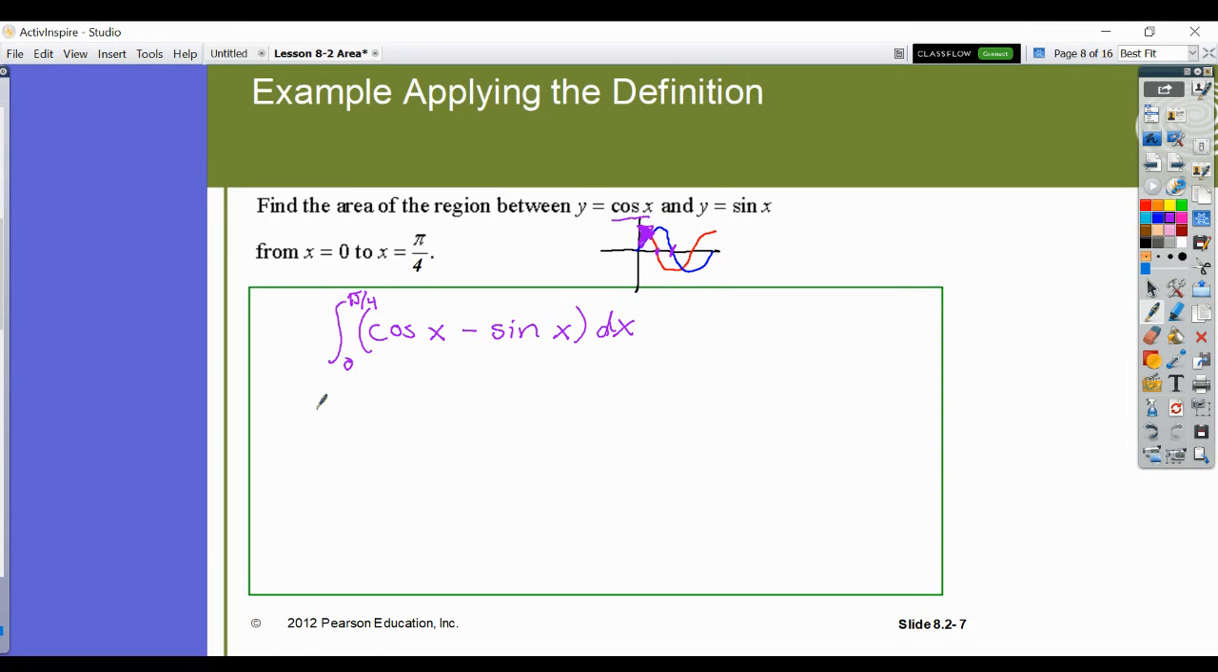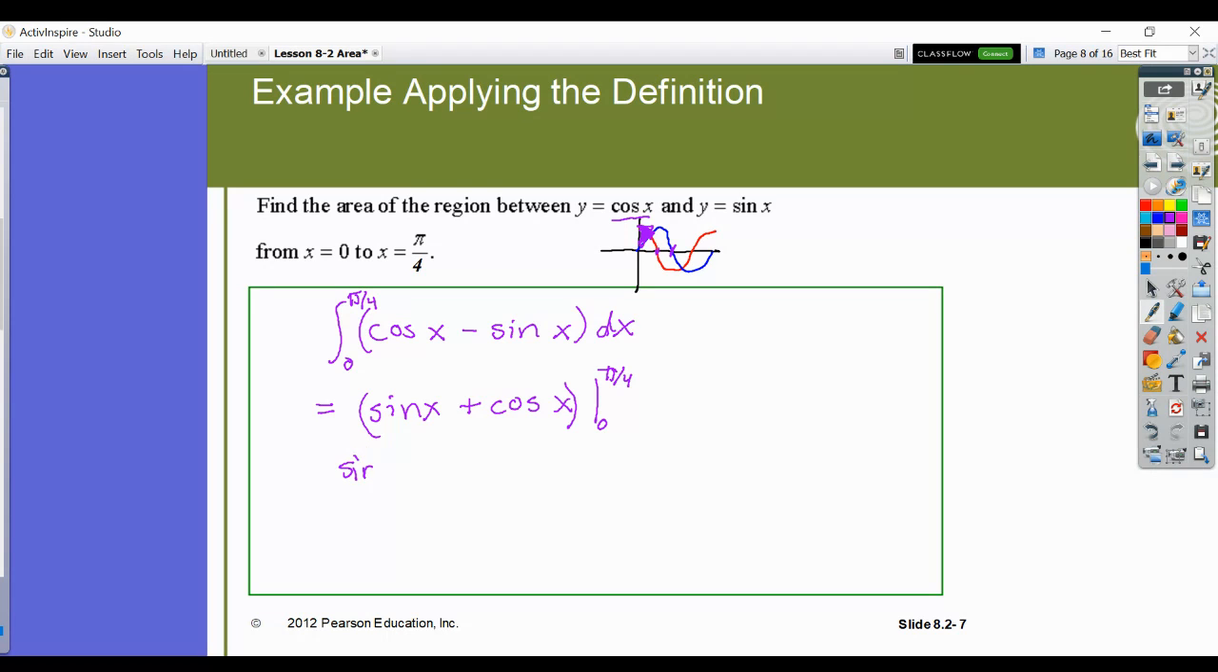So if we want to take the integral of cosine of x minus sine of x dx, we need to take the antiderivative of cosine, which is sine, and the antiderivative of negative sine, which is positive cosine, because the derivative of cosine is negative sine. And we're going to evaluate that entire thing from 0 to pi over 4.